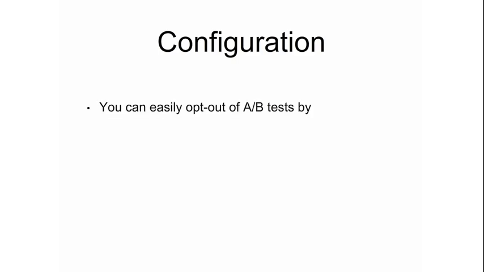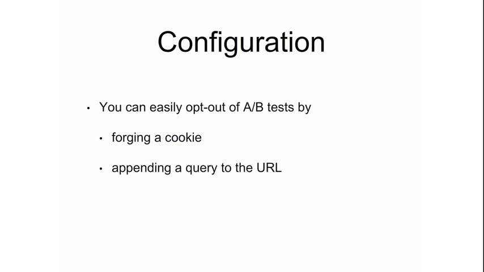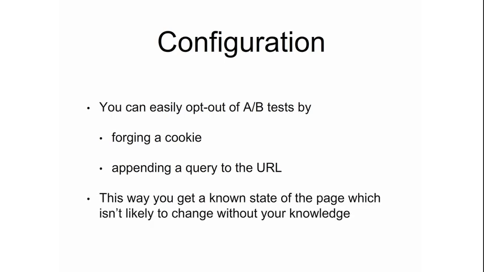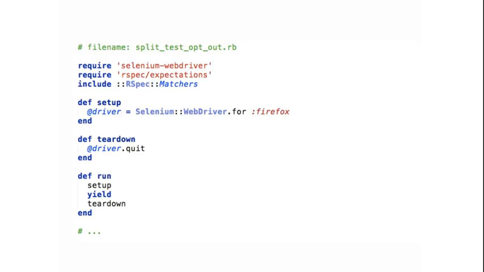So the way that gets configured is you could forge a cookie. This is with Optimizely. I mean, most of the platform providers for A/B testing have similar features, or if you have something custom in your organization, then you might have something different. But for the most part, you can forge a cookie or append a query to the URL. And then this will help get you a known state of the page. So that way, things aren't going to change without you knowing. So what that looks like in test is this.